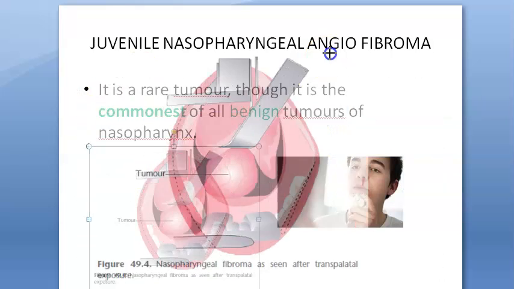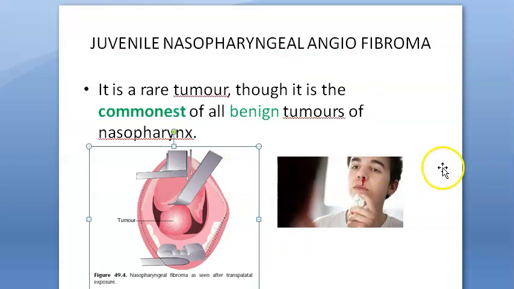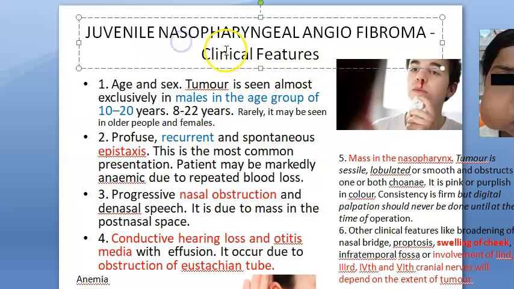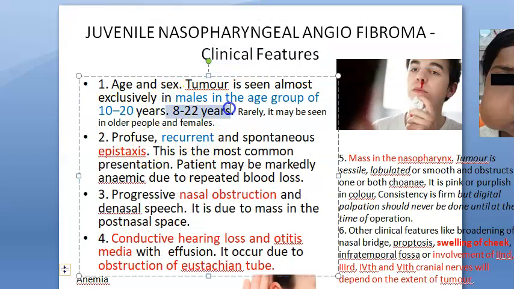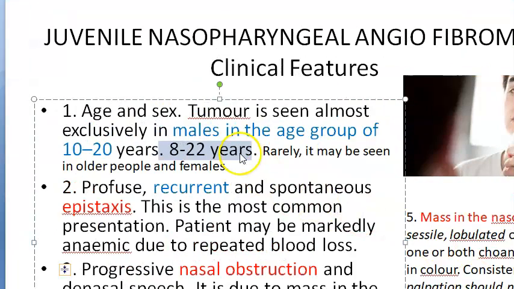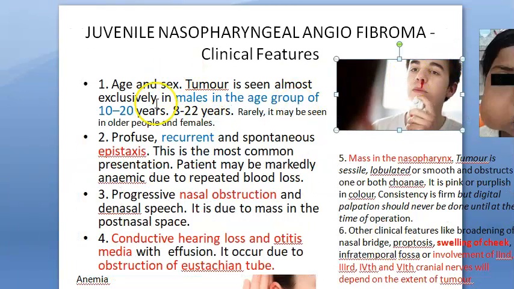So here they seem to be showing a nasopharyngeal fibroma after a transpalatal exposure. So from the palate they are going and they are seeing the nasopharyngeal angiofibroma. Okay. So what are the clinical features these people present with? So males in the age group of 10 to 20 years or 8 to 22 years, some people are saying. Basically adolescent, you can say, isn't it? And these are people who have hit puberty. So these people have a lot of testosterone. That is why you will see males having this condition.